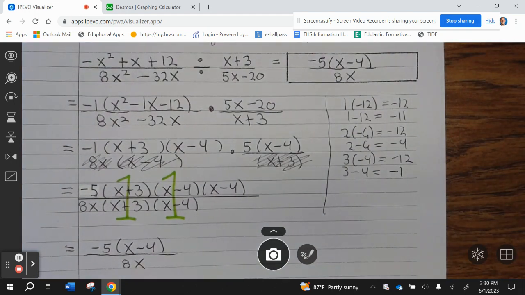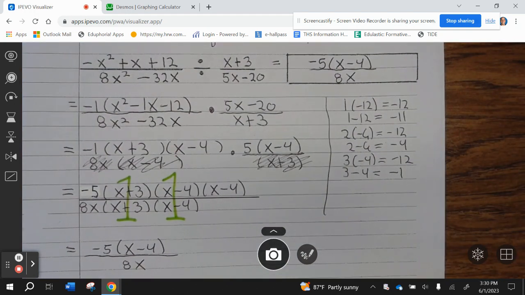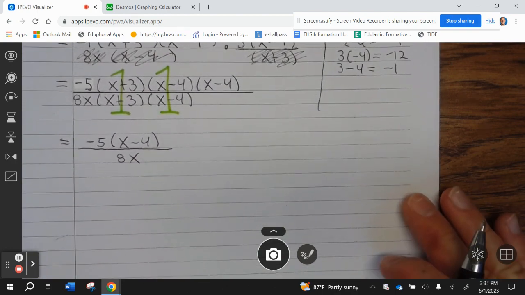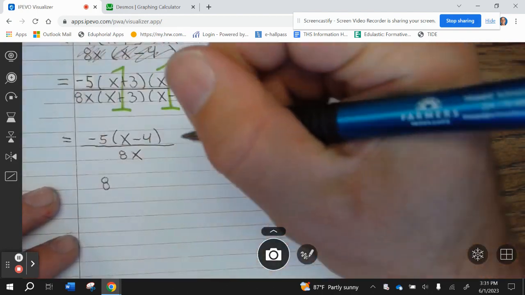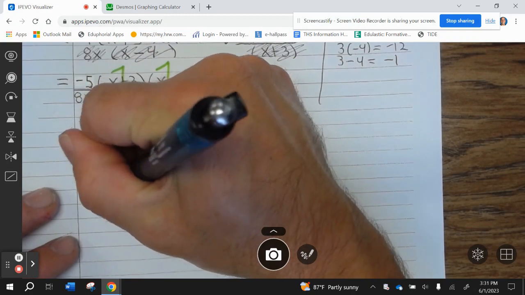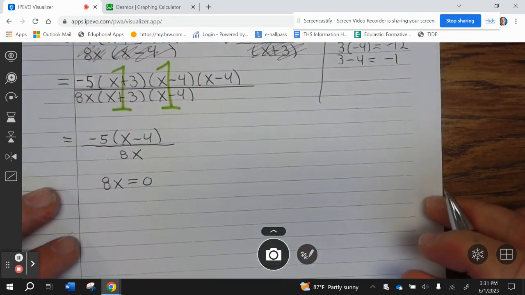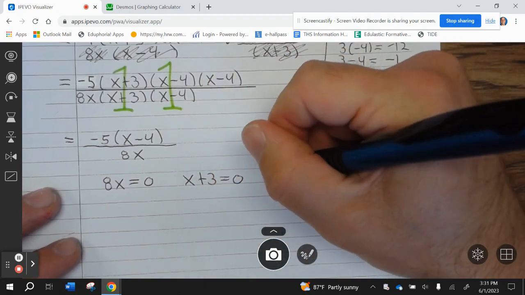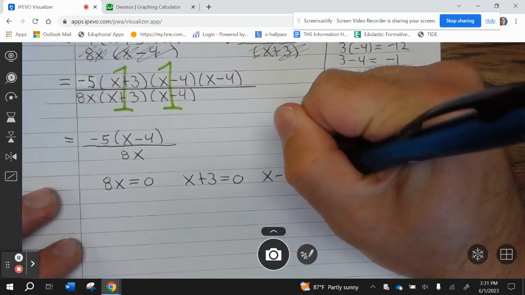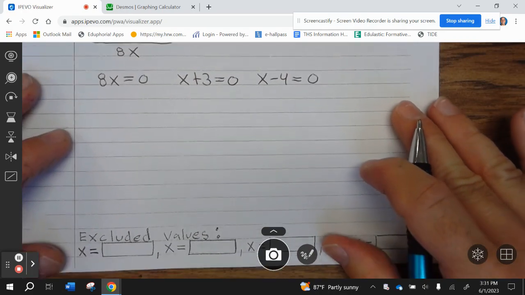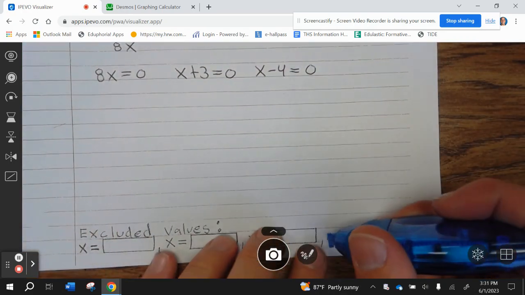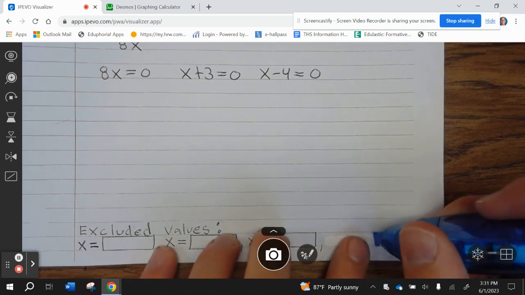Okay. Now we need to go through and set the denominator equal to 0. So we need to set 8x equal to 0, x plus 3 equal to 0, x minus 4 equal to 0. Now you'll see that we have 3 zeros, so this is a mistake. There's only actually 3, so we can just mark that out.